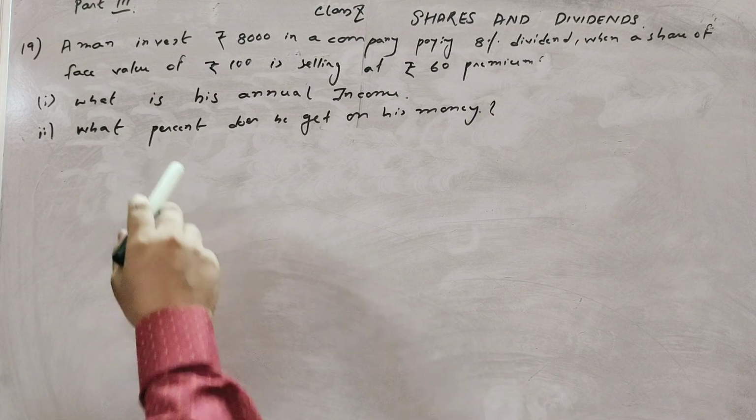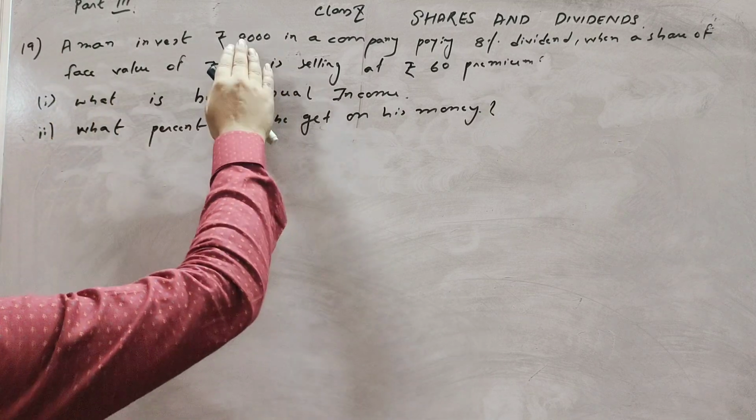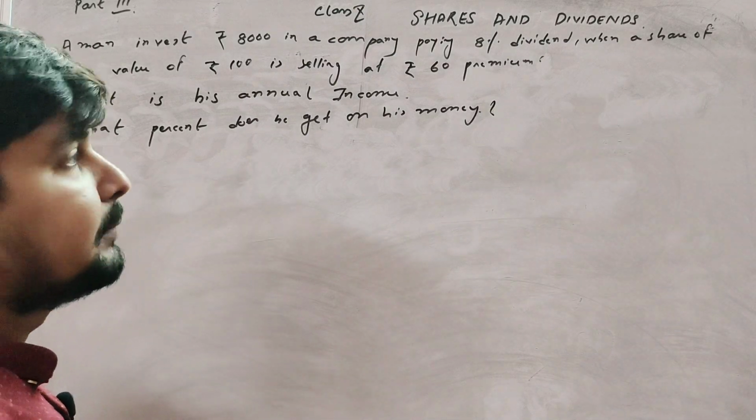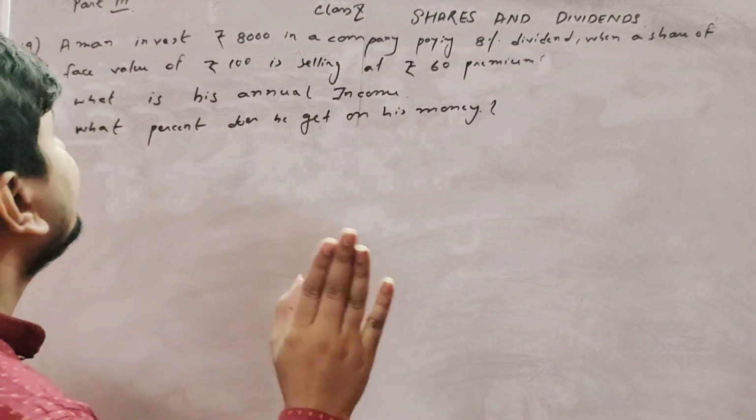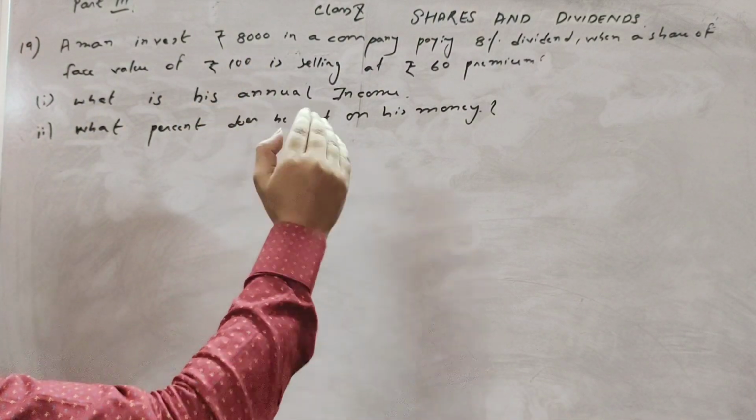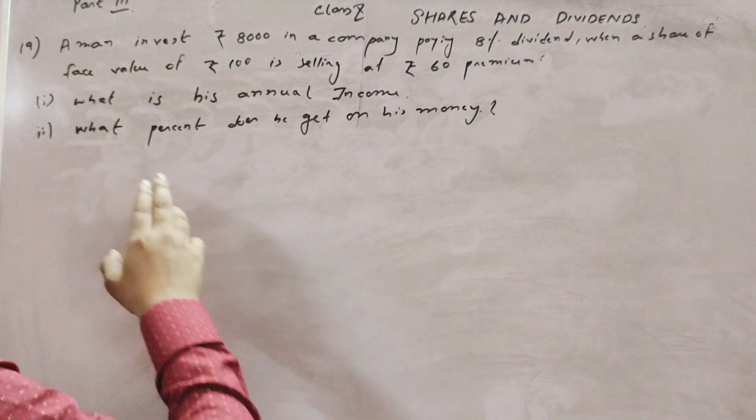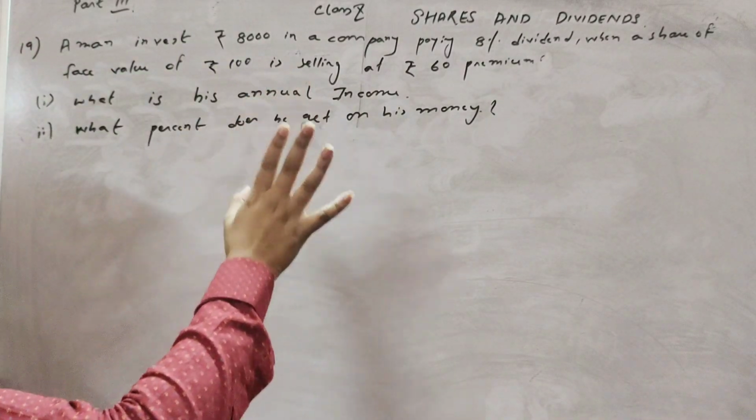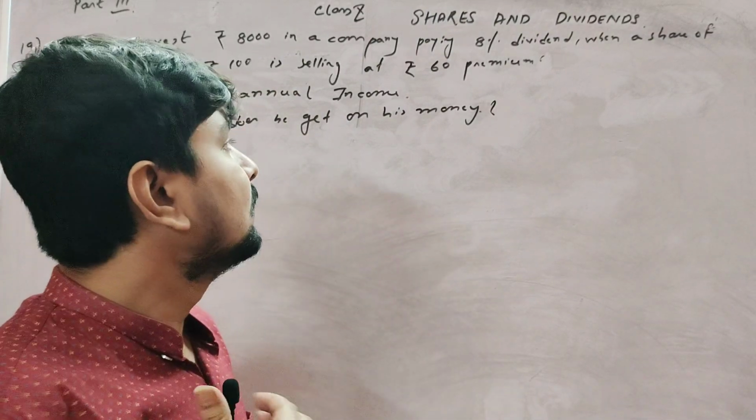So in today's question number 19, a man invests rupees 8,000 in a company paying 8% dividend. When a share of face value rupees 100 is selling at a rupees 60 premium, what is his annual income and what percentage does he get on his money?